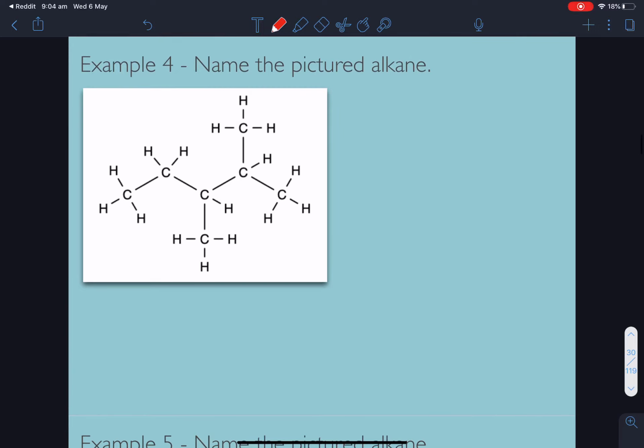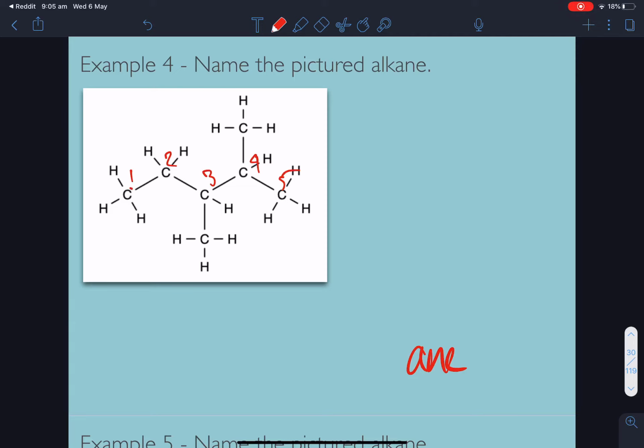Okay, example number 4. Have we still got an alkane? Single bonds between all the carbons, and this one here, don't forget it. So we've still got an ane. Oh, I need to use the eraser, don't I? There we go. Back to the pen. What's our longest chain here? 1, 2, 3, 4, 5.